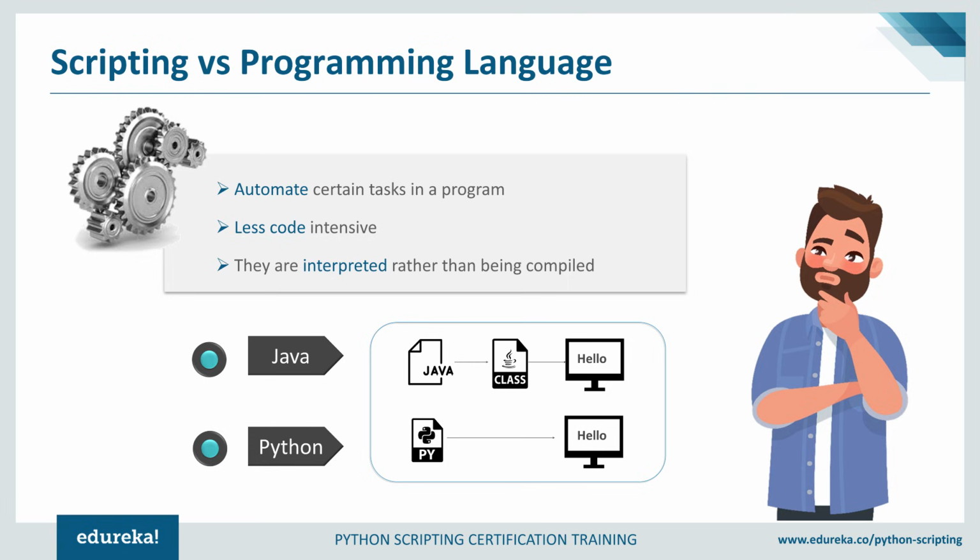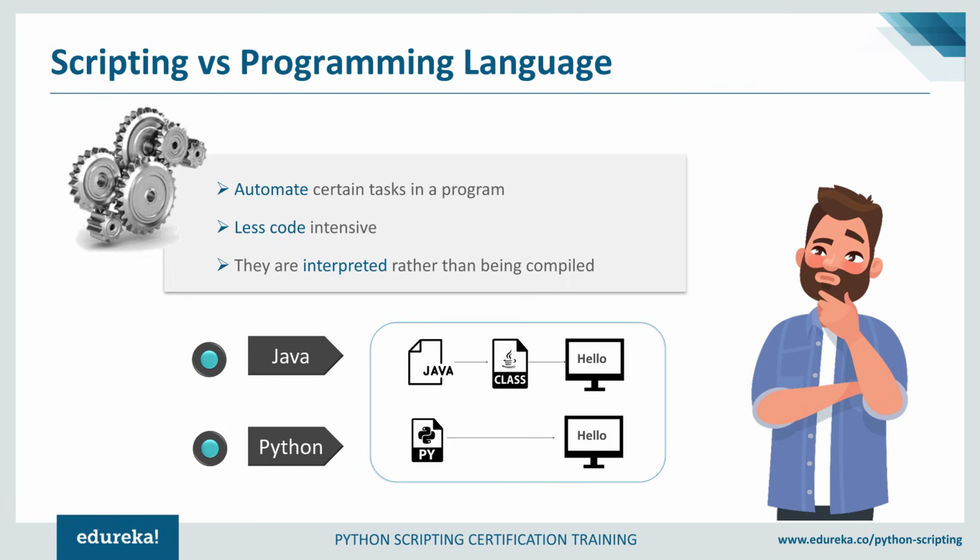So for example, a Java program needs to be compiled before running, whereas normally a scripting language like Python, JavaScript or PHP need not be compiled. Now as you can see here, in Java it creates a class file and then the output will be displayed. Whereas in Python, all the code is executed at runtime. So programming languages are compiled whereas your scripting languages are interpreted.